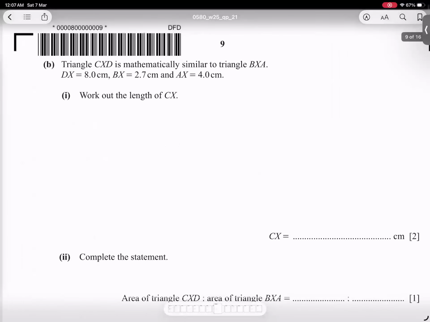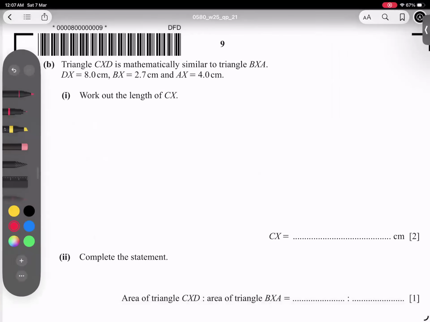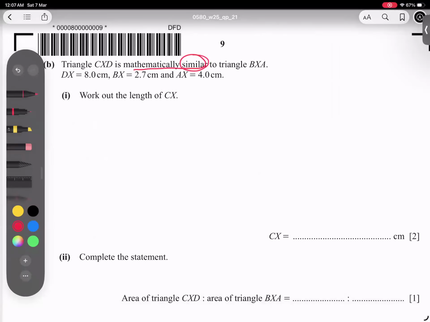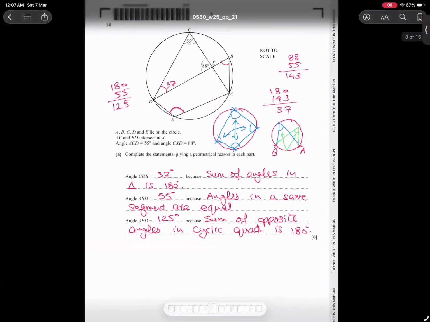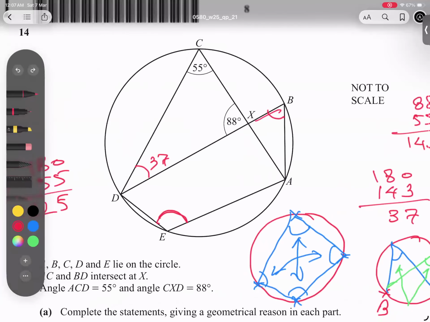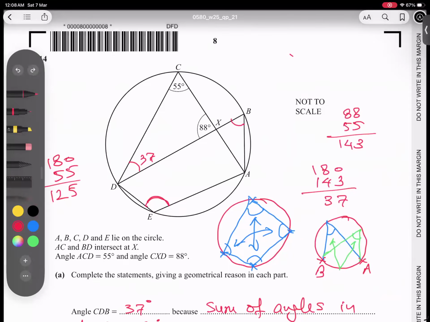In the same question, another part is available, and he is saying mathematically similar. Similarity involves which triangles? CXD and BXA. I have to bring those triangles here and then I can plan for it. So first of all, he talks about this triangle and this triangle, the two big triangles. So I'm going to make it here.